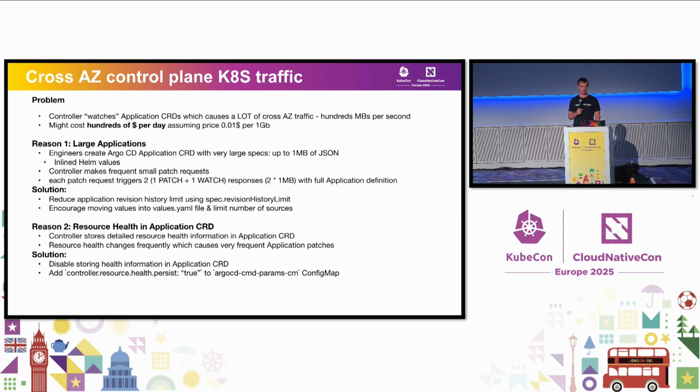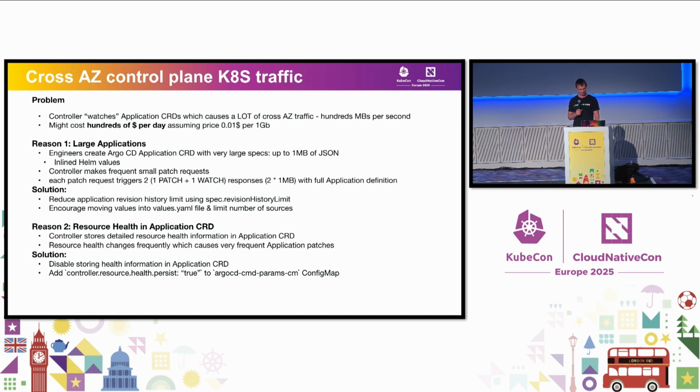Every time the Kubernetes API server receives a patch request, it replies with the whole resource JSON. So in the case of Argo CD, we have one watch and one patch request, and every such request produces 2 megabytes of traffic. With several thousands of applications, we did get to a level of video streaming, gigabytes per minute, and each gigabyte cost us a cent. So we were paying several hundreds of dollars per day for one customer, so it was a loss for us.